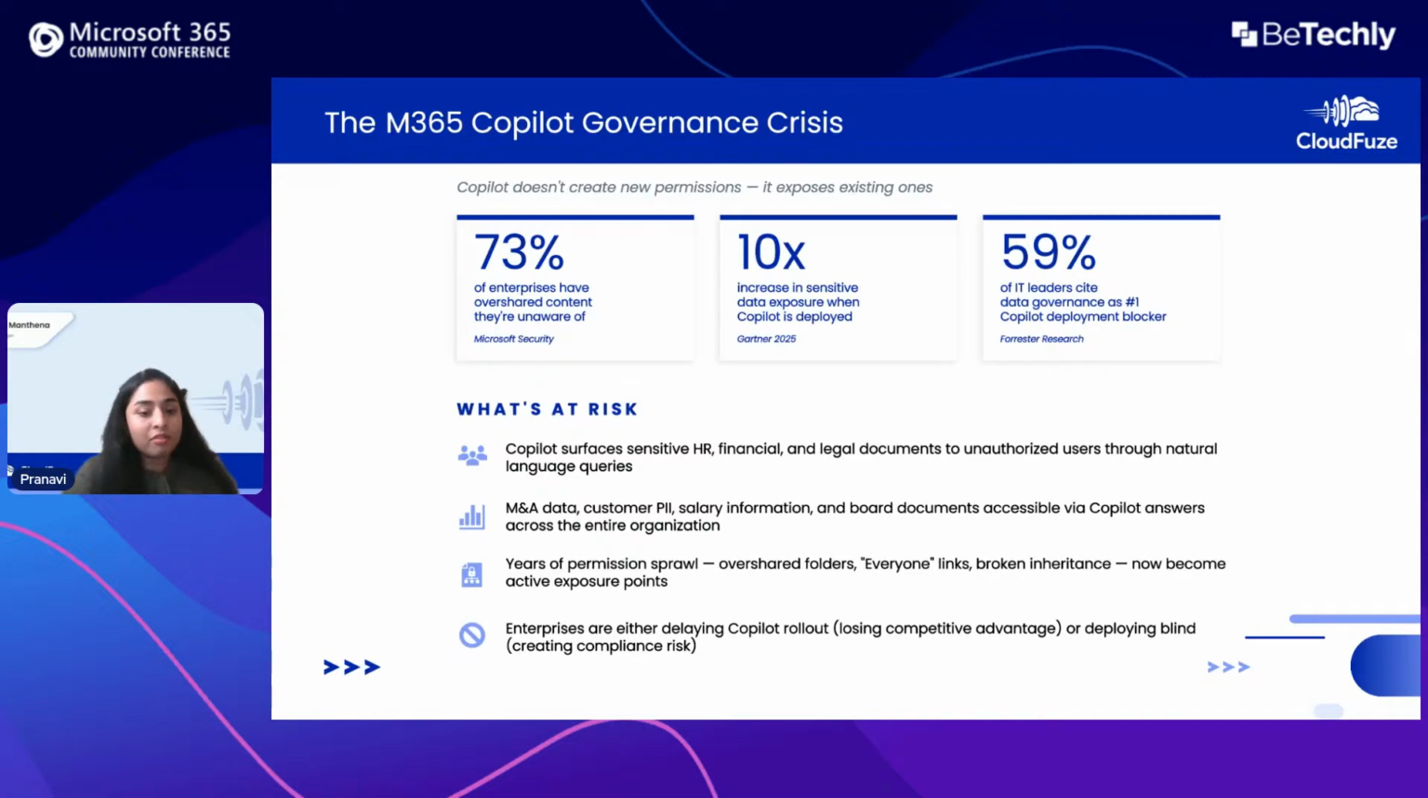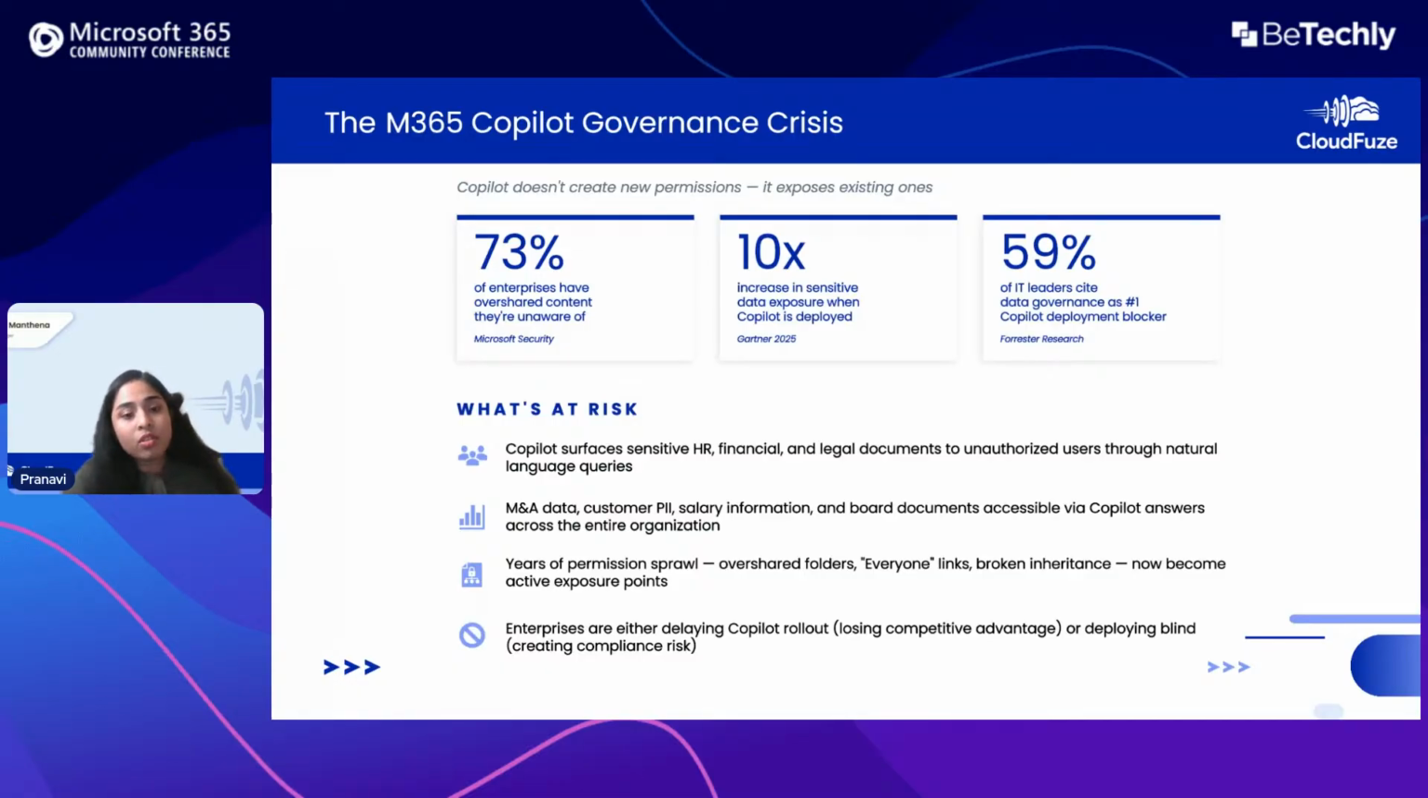Think about that for a second. Nearly 3 out of 4 organizations have files, folders, SharePoint sites that are accessible to people who should never have access to them. And when you layer Copilot on top of that, Gartner's research shows that it's a 10x increase in sensitive data exposure once Copilot is deployed.